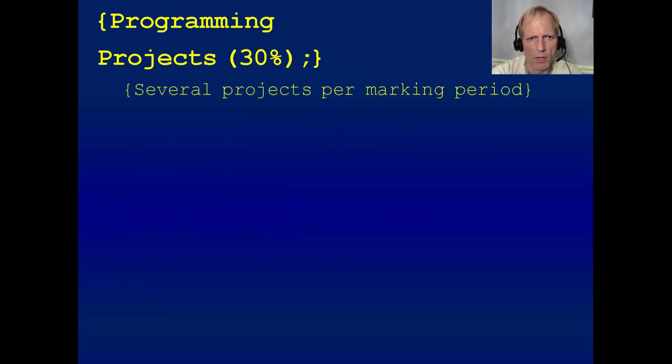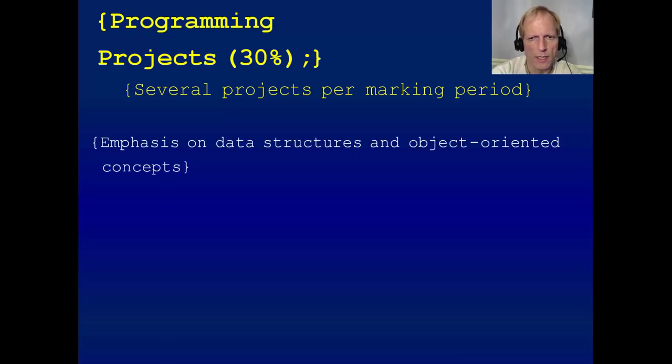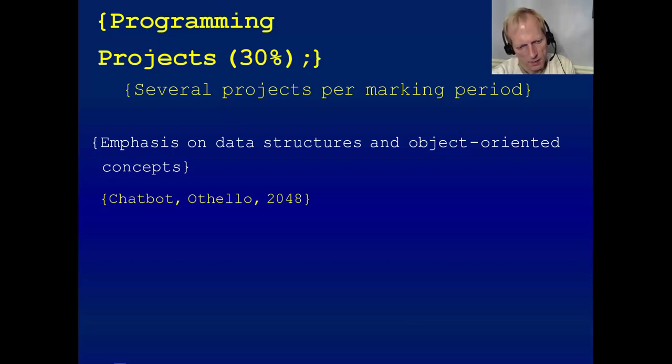Programming projects: we'll have a few each marking period. The emphasis will be on program design, data structures, and object-oriented concepts, starting once we have learned object-oriented concepts, which we are just getting into usually in December. Projects might be a chatbot, the game Othello, 2048. There's a variety of programming labs. Some of them have been designed by the AP Institute for use in AP Computer Science.